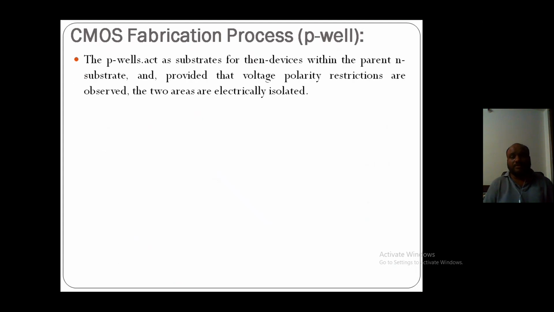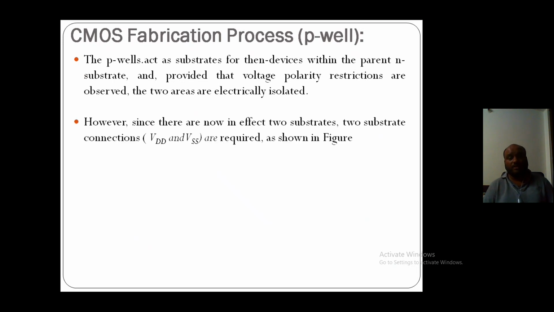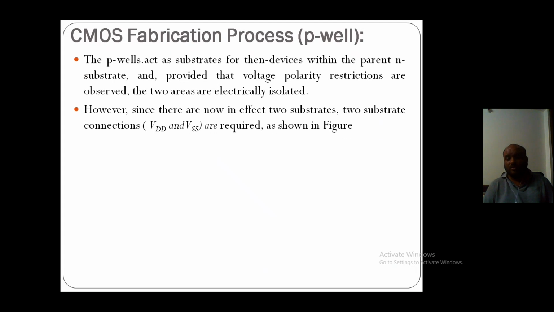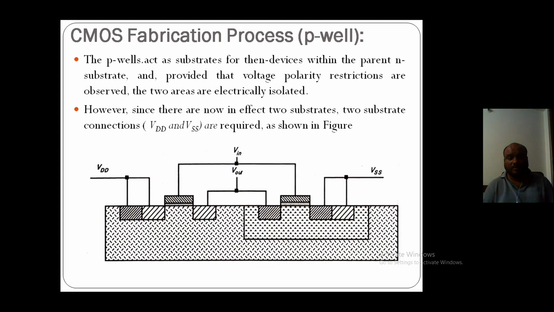The P well acts as substrate for N devices within the parent N substrate, and provided that voltage polarity restrictions are observed, the two areas are electrically isolated. So the area which forms the PMOS and the area which forms the nMOS in CMOS are both electrically isolated. However, there are now in effect two substrates. One is the parent N substrate and one is the P well acting as a P substrate to the nMOS transistor. Two substrate connections are required as shown in the figure.